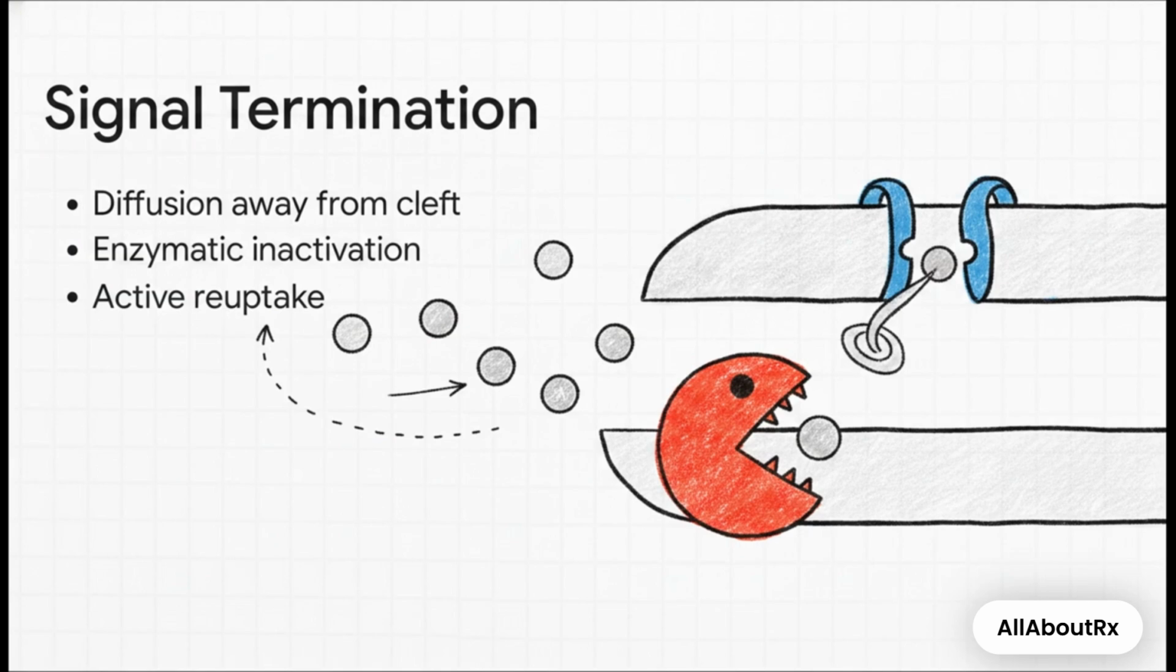But think of it kind of like clearing the cache on your web browser. The chemical message can't just linger in that cleft forever, right? It has to be terminated swiftly so the cell can recover and reset for the next message. The body gets this done in 3 main ways. The neurotransmitter can simply diffuse away, it can be destroyed by enzymatic inactivation right there on the membrane, or it can undergo active reuptake, where transport proteins actively pump it back into the terminal to be recycled.